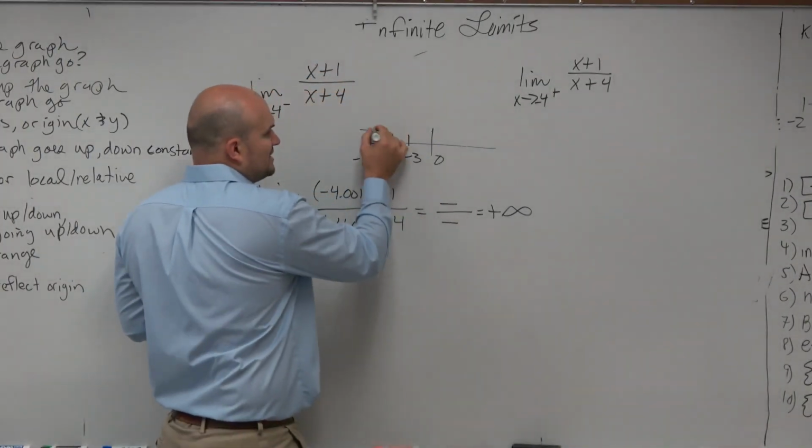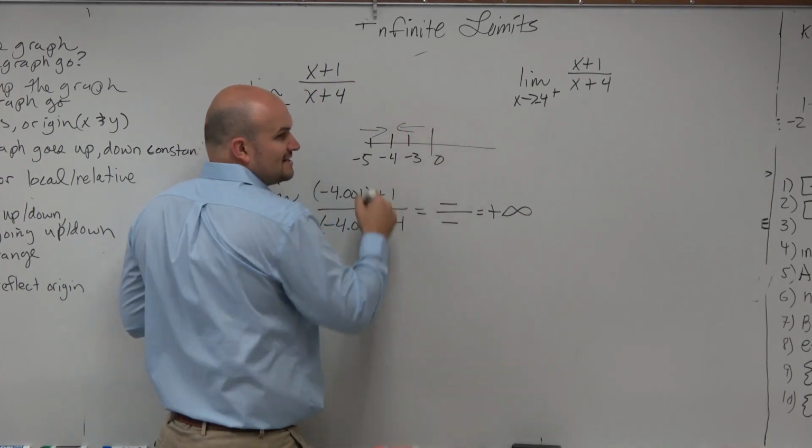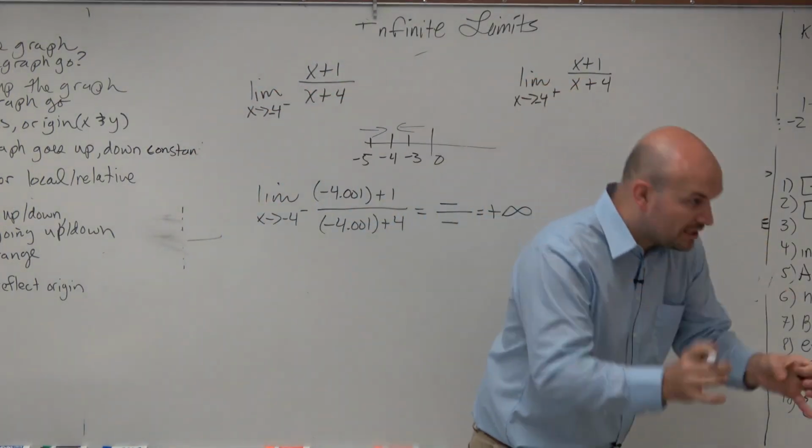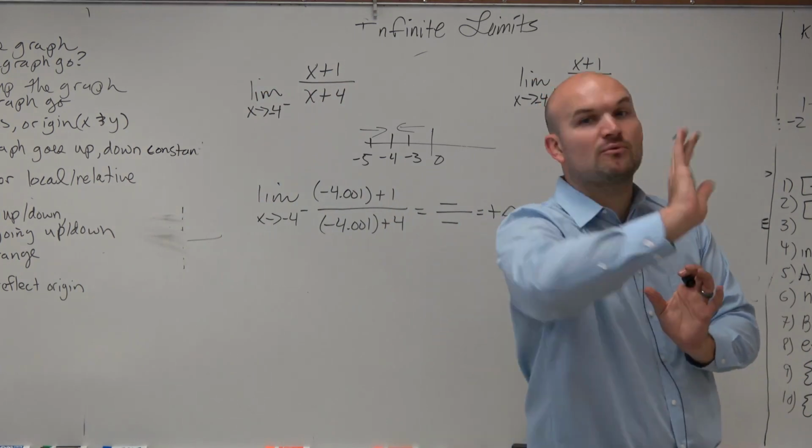The next one, we're going to do the exact same thing. Here's -4, so we did the left-hand side. Now let's do the right-hand side. What is a number that is really, really close to -4, but from the right?